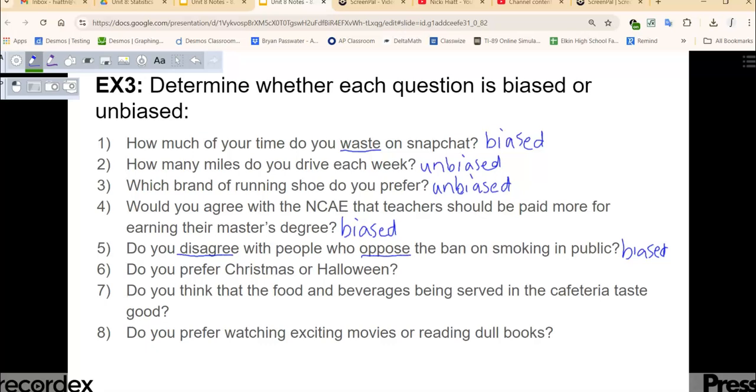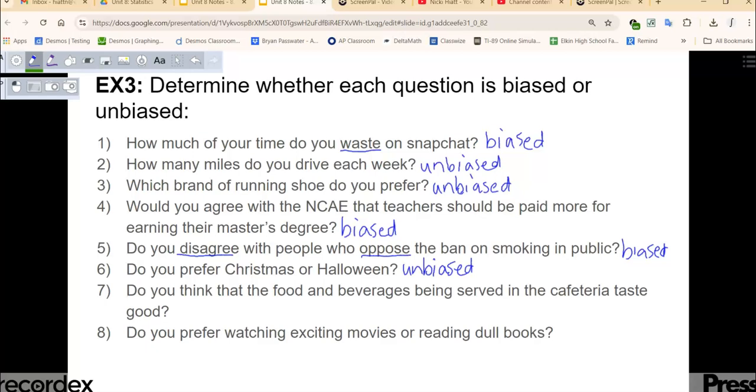6, ask if you prefer Christmas or Halloween. You have 2 choices here. This is unbiased. Here, you just want to measure which of those 2 is the favorite holiday of people. So that would be an unbiased question.